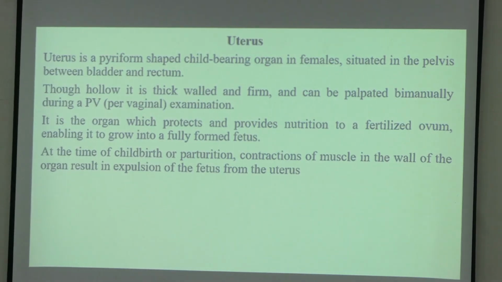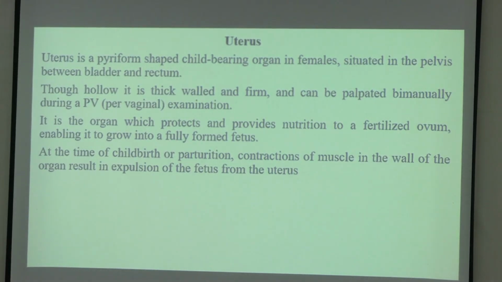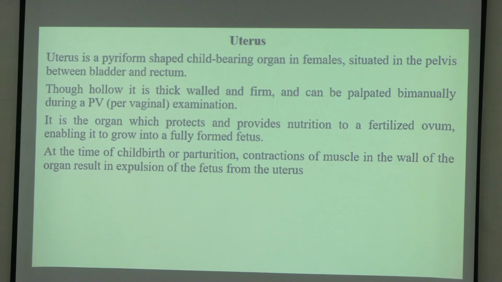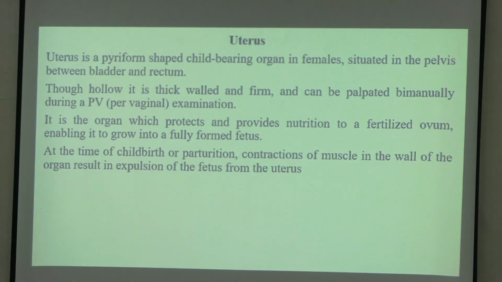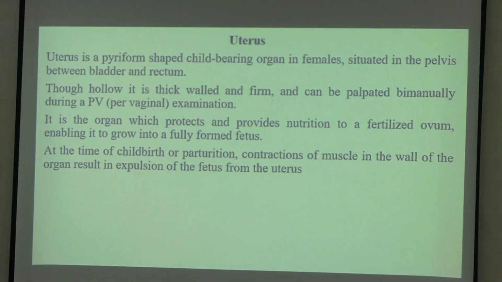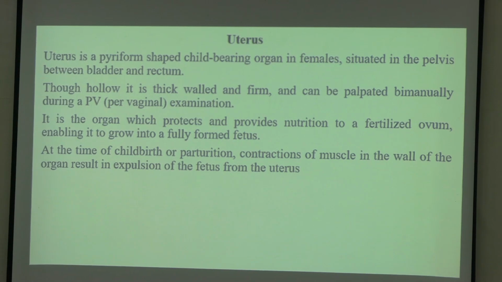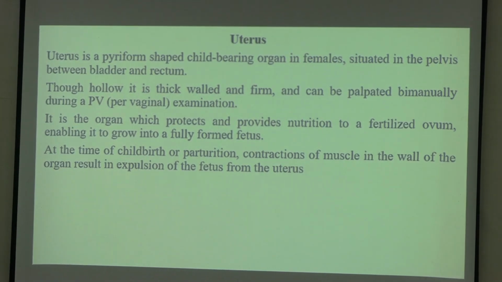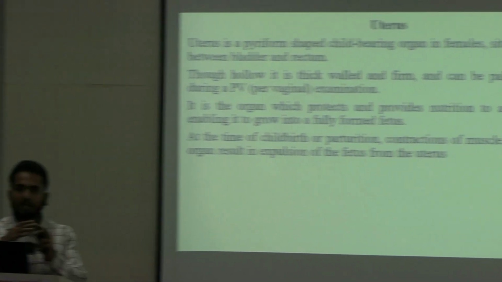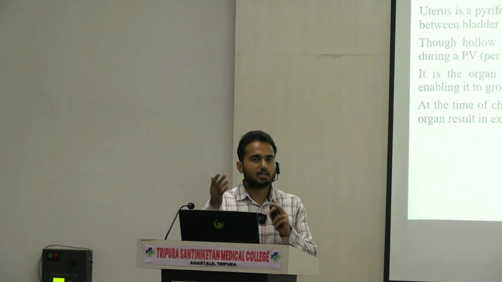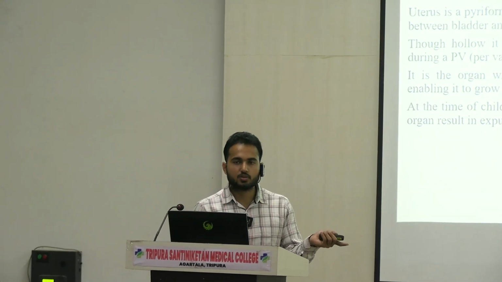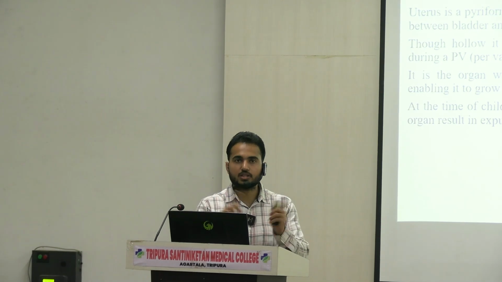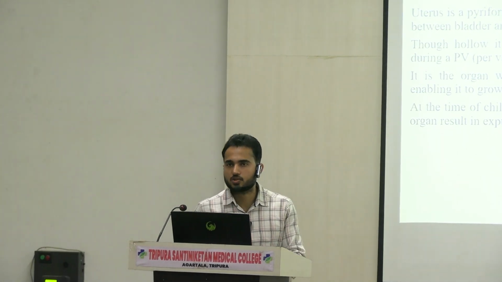Okay, so what is the uterus? As you know, it is a pyriform shaped structure, the childbearing organ in the female. Where is it situated? It is situated in the pelvis. Now, where in the pelvis? In between the bladder and the rectum. So anterior to the uterus, the urinary bladder is there. Posterior to it, the rectum is there. In between these two structures, the uterus is situated.